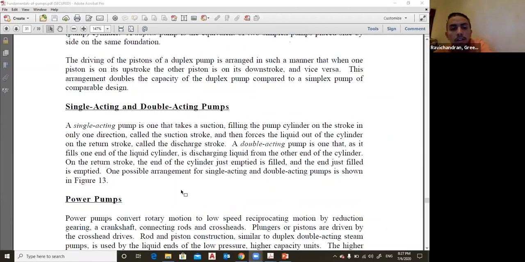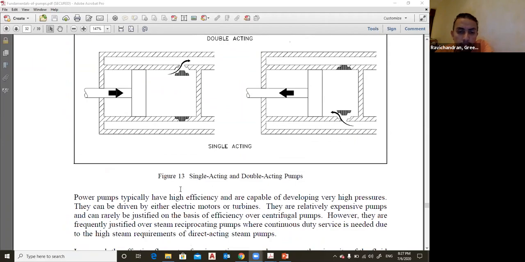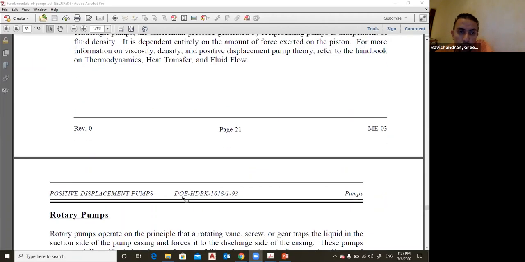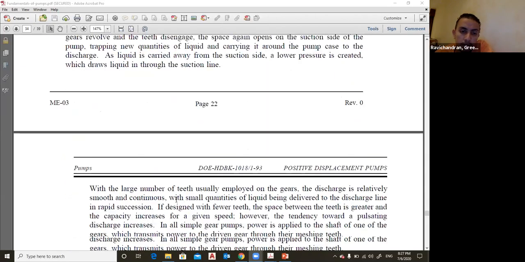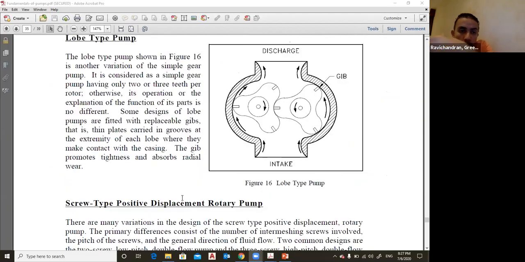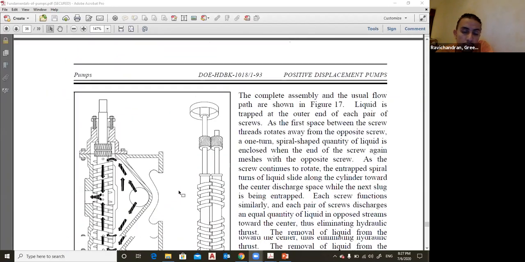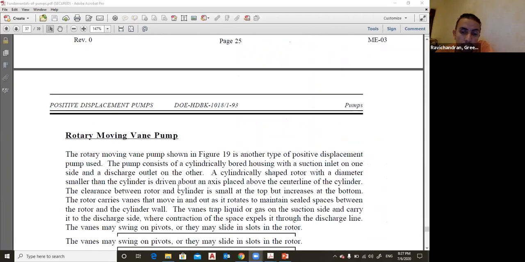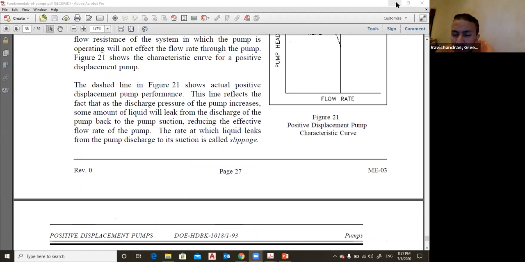Okay, very simple PDF file, not huge. Rotary pumps, for example, gear pumps. Okay, it's a good guide for the pumps. If you need more information to refresh your knowledge about pumps, you can read it. Okay, going back to the slide.